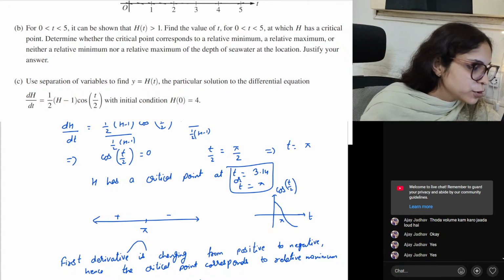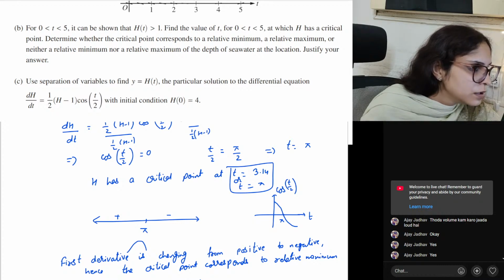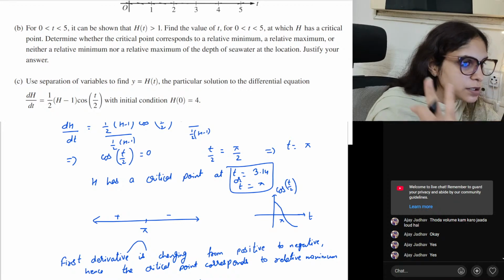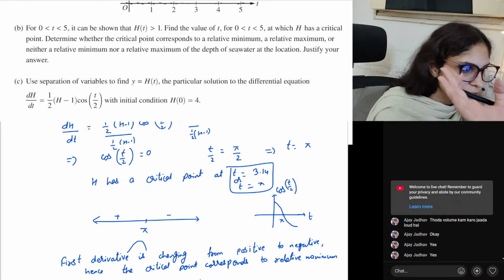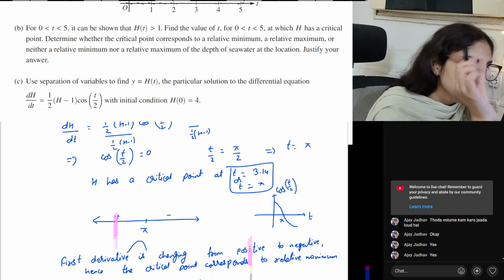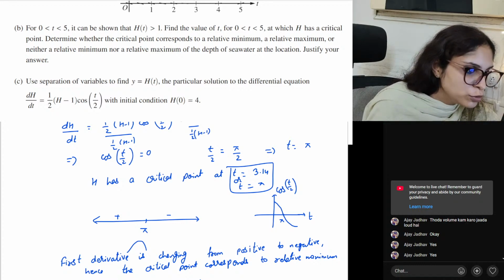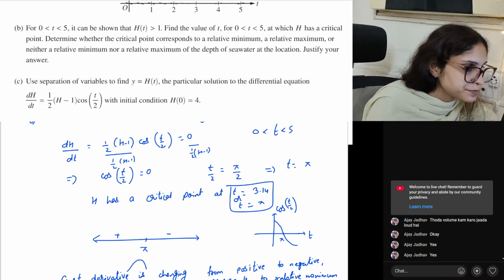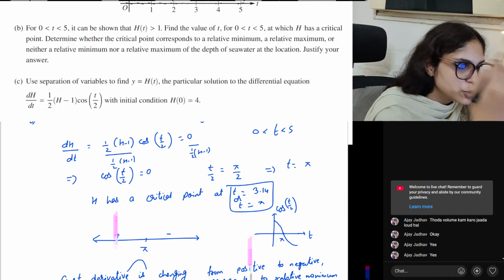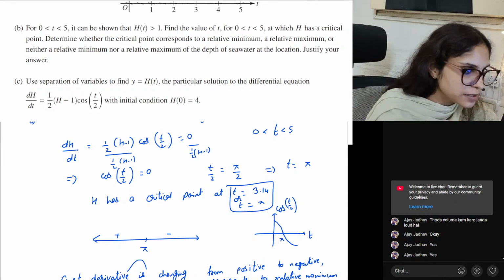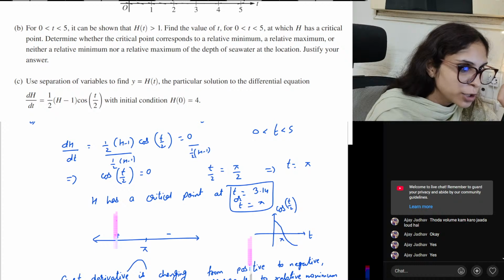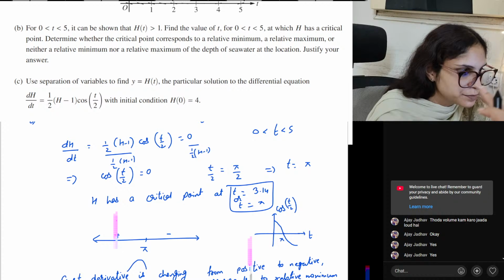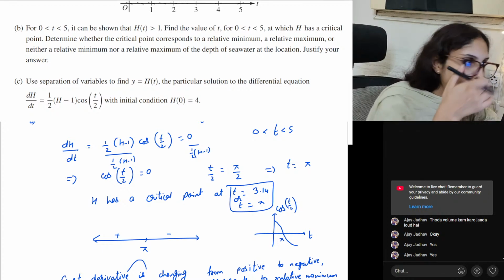So now part C, you have to use separation of variables. Part B is completely done. I've told you both the methods through which you can identify whether it is a relative maximum. First is the first derivative test. The critical point is t equal to pi. The only deciding factor is going to be cosine t over 2, because h minus 1 is positive and half is positive, so they're not going to make it negative. So we'll have to check the graph of cosine t over 2. We know the normal standard graph. Before t over 2, that is pi over 2, it is positive. After, it is negative. So we are going from positive to negative. That is why it is a relative maximum, because it is increasing, then it is decreasing.